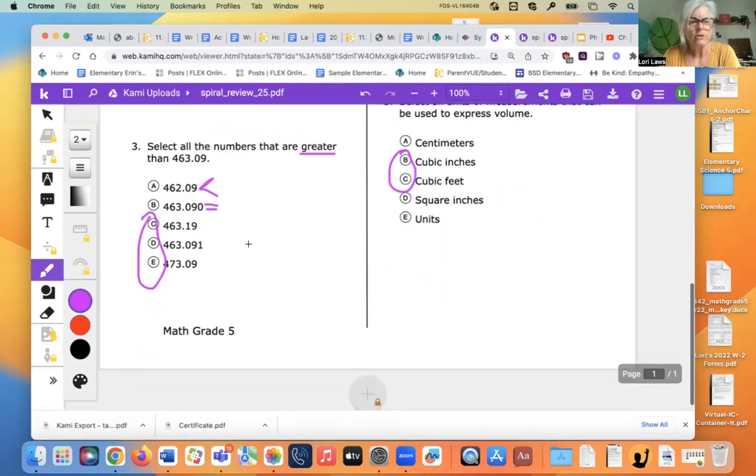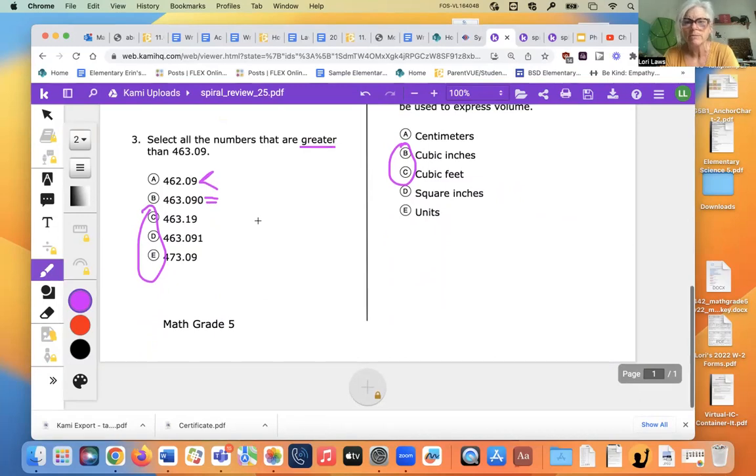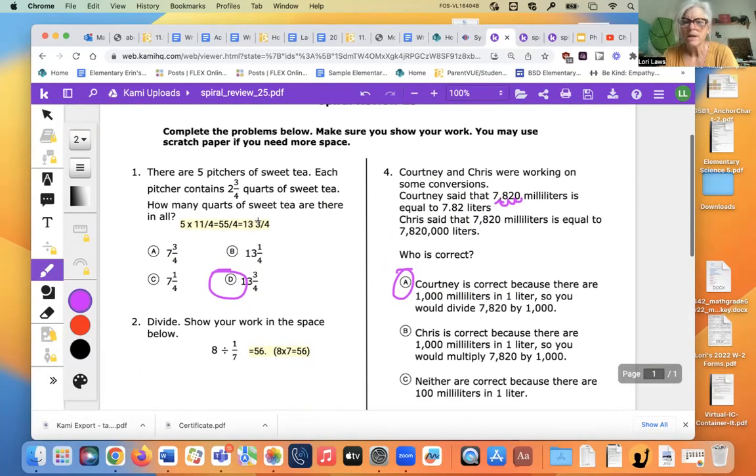Select all the numbers that are greater than 463.09. C, D, and E are all greater. A and B are not greater because A is less than, but B is equal to, so that's not greater. Number 4, when you're converting from milliliters to liters, you're moving it 3 times. So your decimal moves once, twice, 3 times, and it's 7.2. So Courtney is correct.